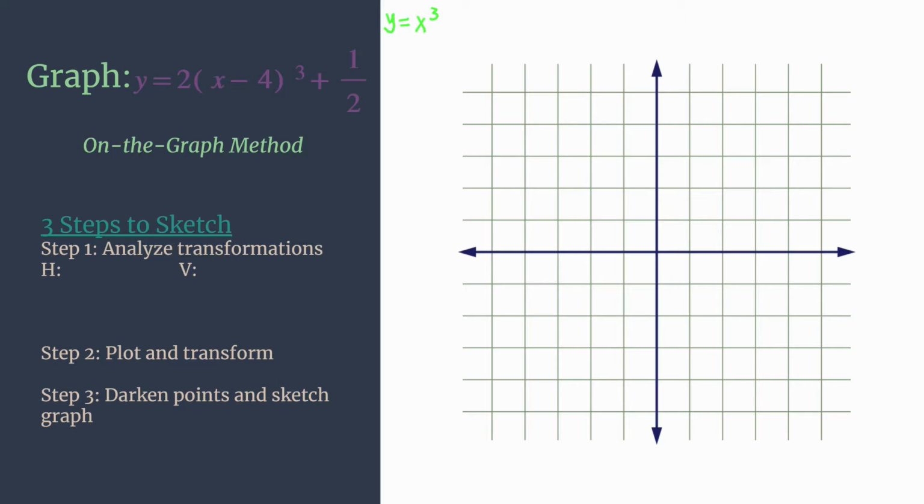So step 1, we will analyze our transformations. We've got to get a good idea of what's going on with this transformed graph. So looking first at our horizontal transformations, we see there's only one, and it's what appears in with the x. So the parentheses make it in with the x for this cube function. And we know that when we're applying horizontal transformations, first of all, they only affect our x coordinates. And secondly, we should do them as if we were solving.